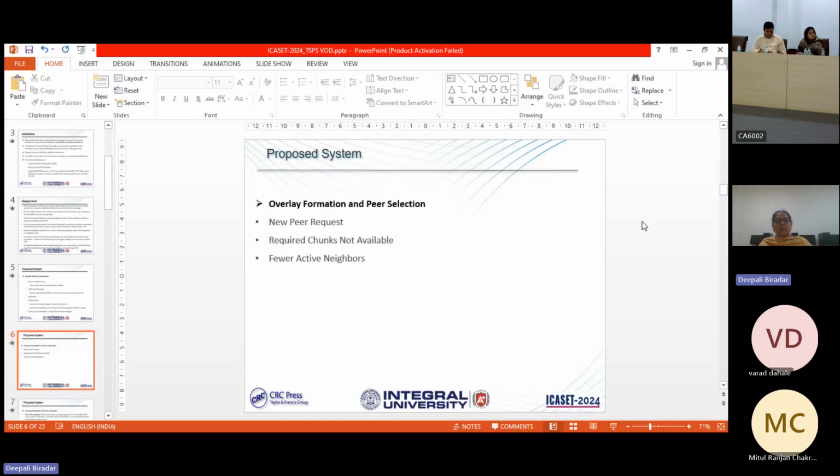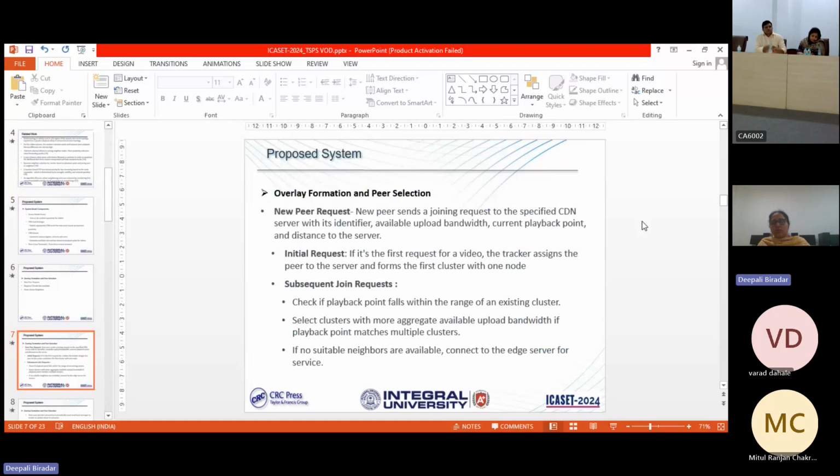An important factor is that, whenever we form the overlay, there may be 3 types of requests coming to the CDN server. One is a new peer request: it wants more peers to share the request, or it can send a chunk request. Another is that a node is already in the overlay, but the neighbors available with it do not have the chunks it requires. The other is that a node has fewer active neighbors and wants more neighbors. So different requests come to the CDN server. There will be a tracker that maintains all this information, and based on that information, the nodes will be assigned.